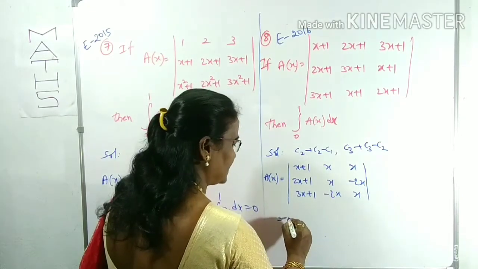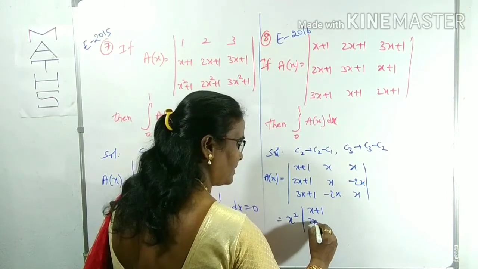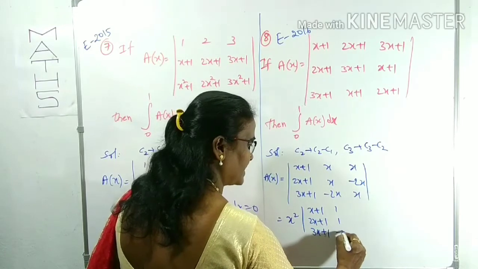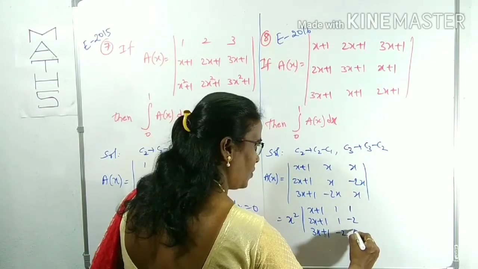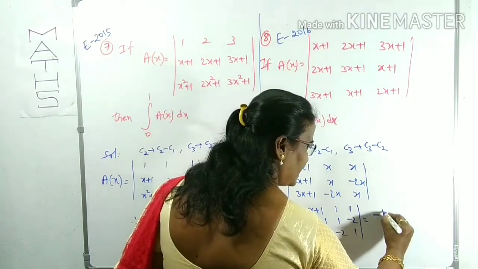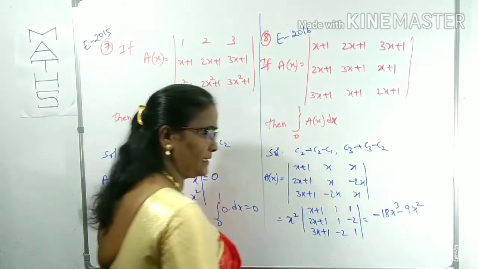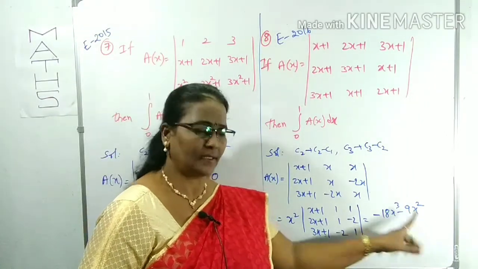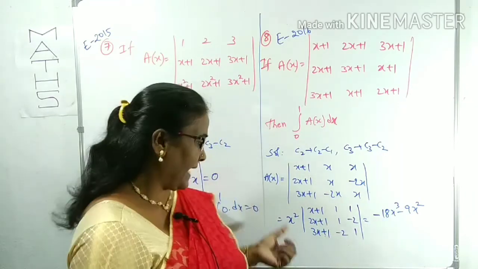It becomes x into x square times the determinant with x plus 1, 2x plus 1, 3x plus 1, and 1, 1, minus 2 after taking x common. Here 1, minus 2, 1. By this expansion we can get the answer as minus 8x cube minus 9x square. We can get A of x like this. You can expand it and check whether this result is correct or not.